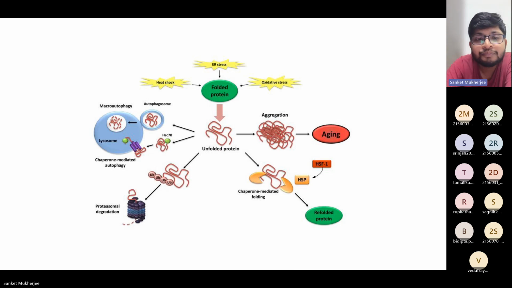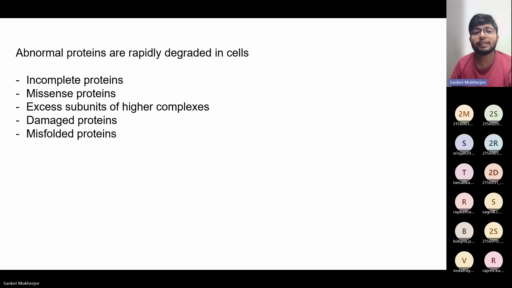A folded protein, if it gets unfolded and is non-functional, then it has these machineries. One is chaperone mediated autophagy. You have studied about autophagy. Then there is proteasomal degradation, or the protein could be refolded so that it can be reused. But if it gets aggregated, it's a sign of aging. So let's see what happens. Abnormal proteins are degraded in the cells. What are these abnormal proteins? They could be incomplete proteins, missense proteins, excess subunits, damaged proteins, or misfolded proteins.